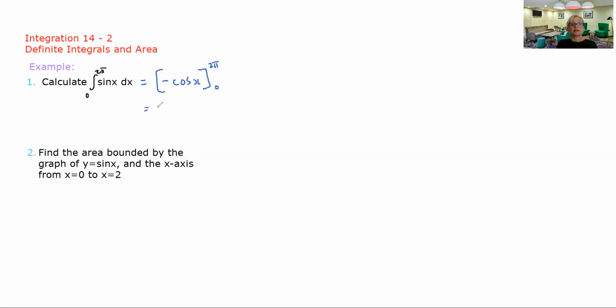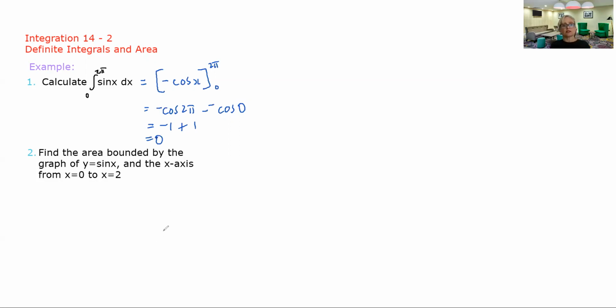All right, so we're going to get negative cos of 2 pi minus negative cos of 0. Cos of 2 pi you should know is 1, and cos of 0 is also 1. So we're going to get negative 1 plus 1, which is 0. All right, we get 0 as our definite integral there.